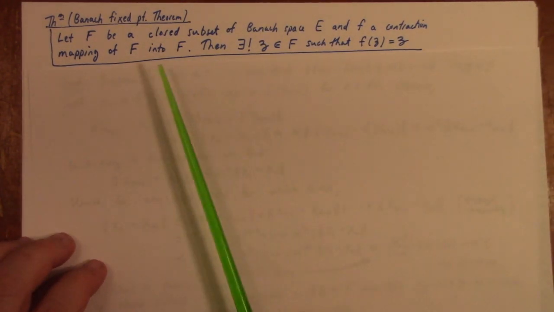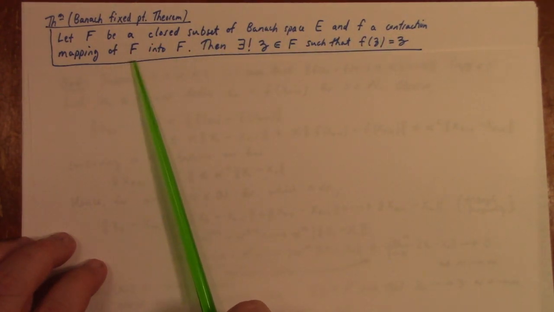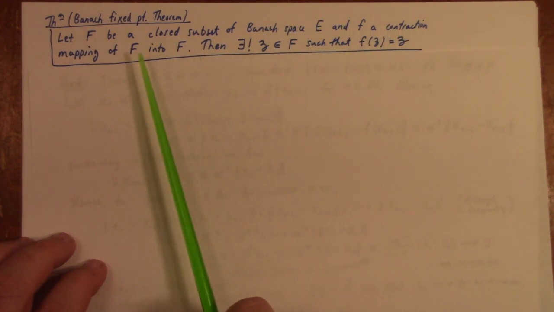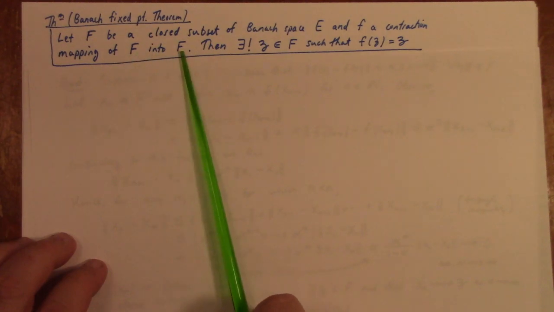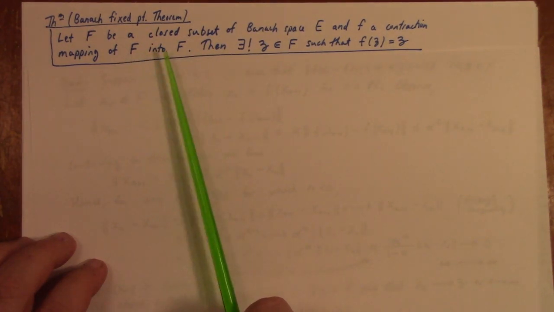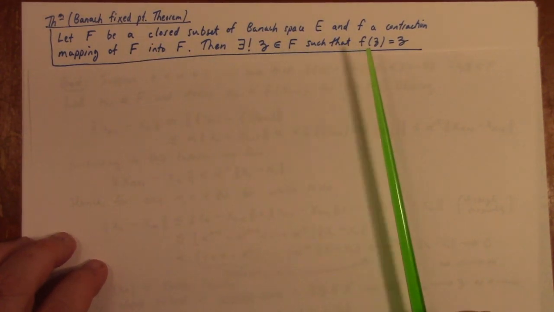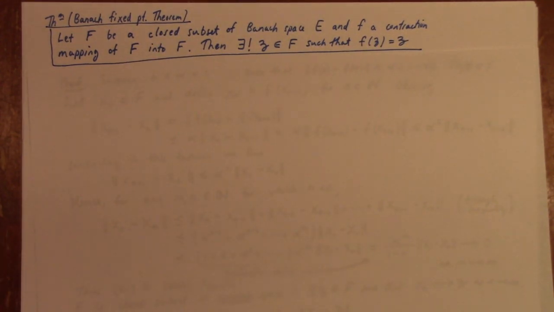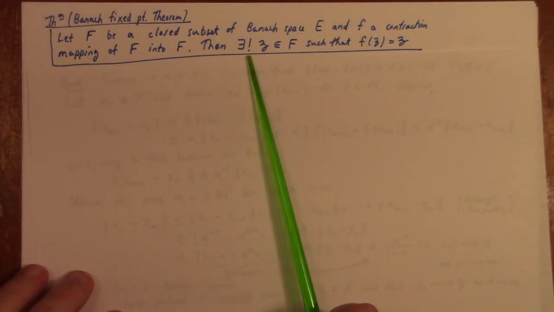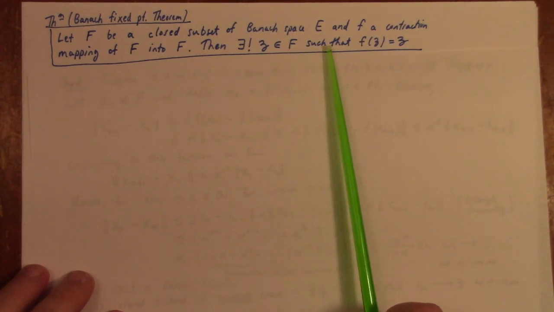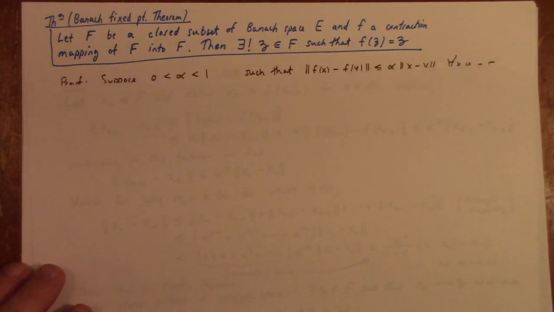So let F be a closed subset of a Banach space E, and f a contraction mapping of F into F. See, now it's a contraction mapping of F into F. So we're making it go from A to A in practice, aren't we? I feel like that should be part of the definition of contraction, but maybe people have other opinions. Then there exists a unique z in F such that z is a fixed point of f.